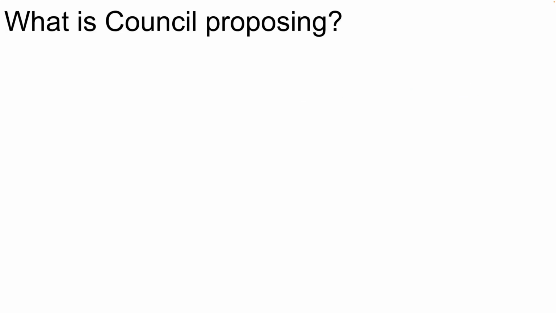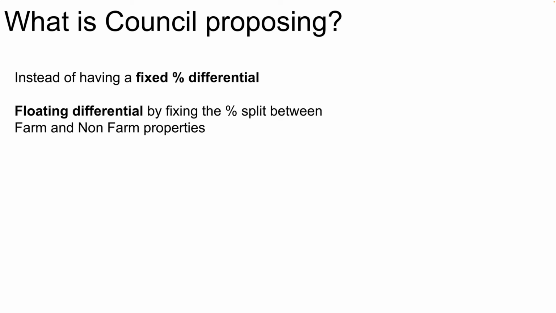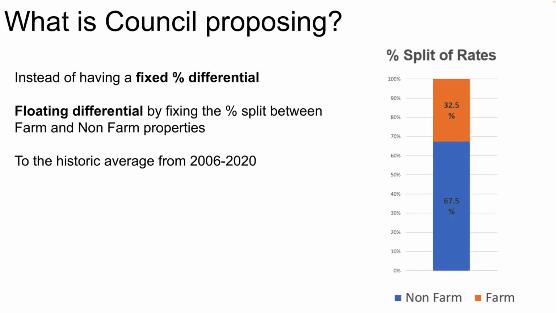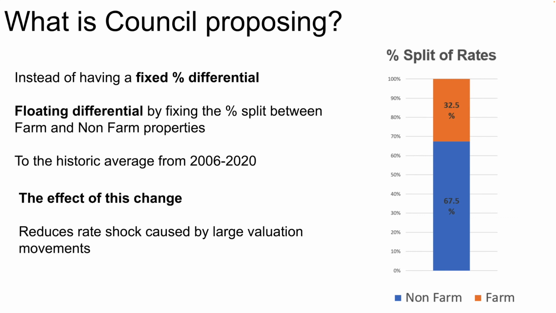So what is Council proposing? It's proposing that instead of having a fixed differential rate, it'll have a floating differential rate, and it'll do this by fixing the split between non-farm and farm properties. And this will be calculated on the historic average from 2006 to 2020. This means that farms will pay a fixed percentage of 32.5% and the non-farm sector will pay 67.5%. This will have the impact of reducing the rate shock caused by large valuation movements from one year to the next.